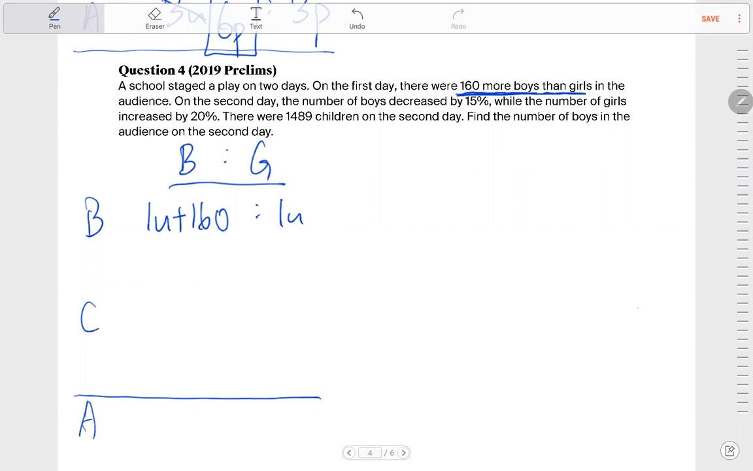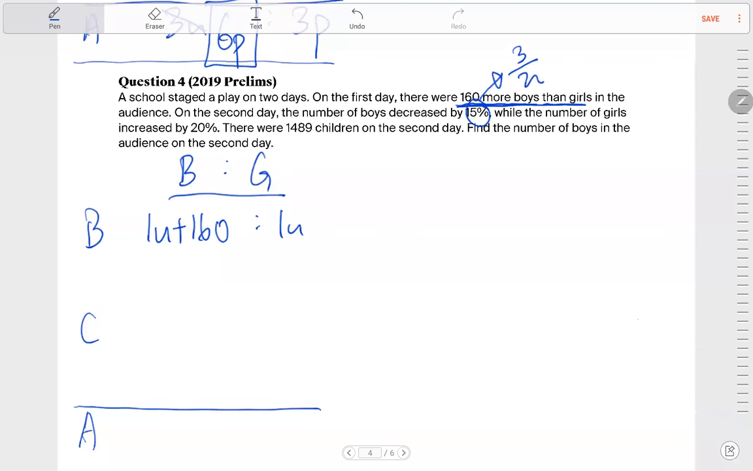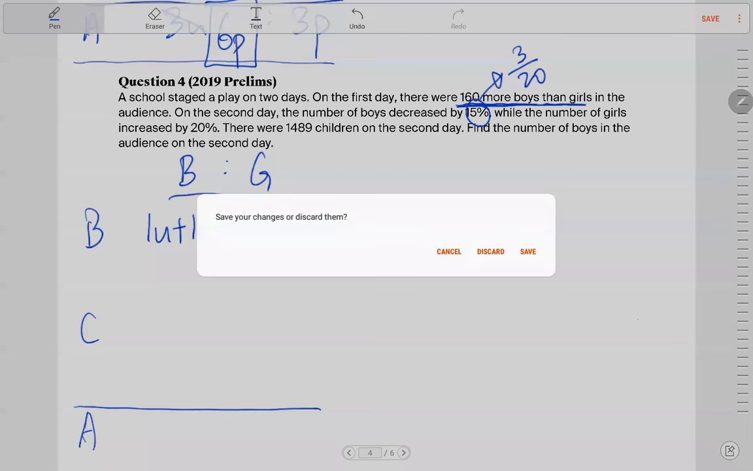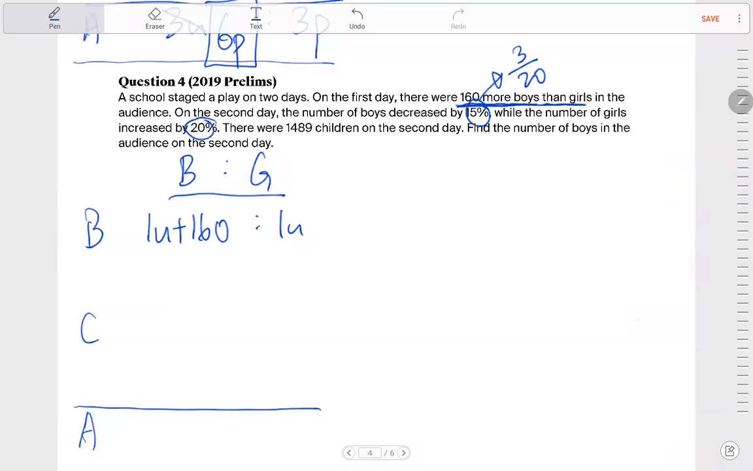In fact, girls can be any number of units. If you want girls to be 10 units, 100 units, 1,000 units, you can do so, so long as boys also has the same number of units and the additional 160. Because this would be mathematically correct. Now, then look at the change. The boys decreased by 15%. 15% is also 3 over 20. The girls increased by 20%, which is also 1/5.